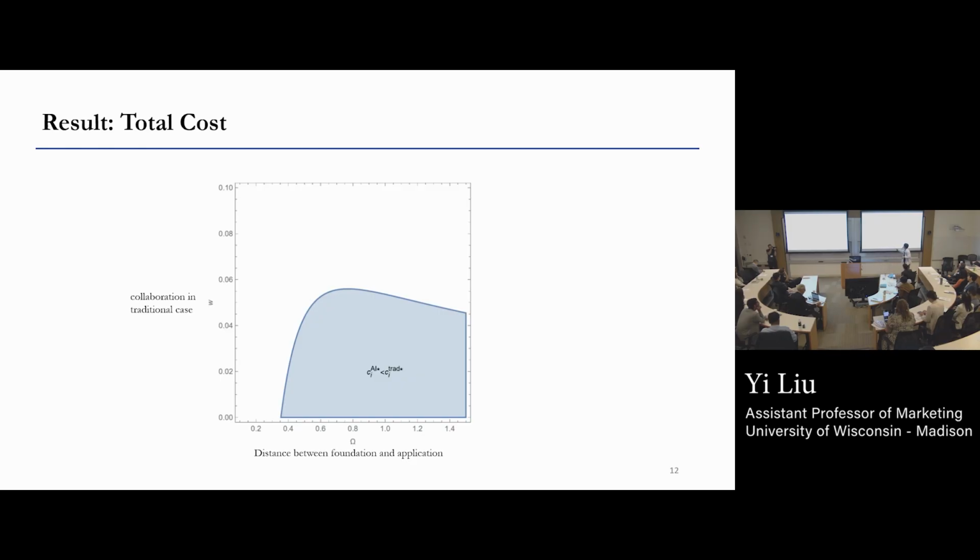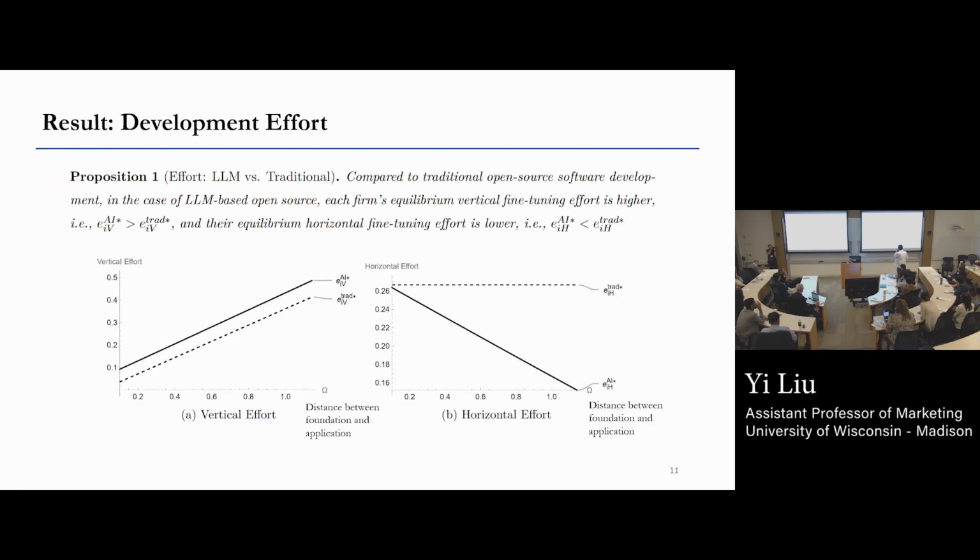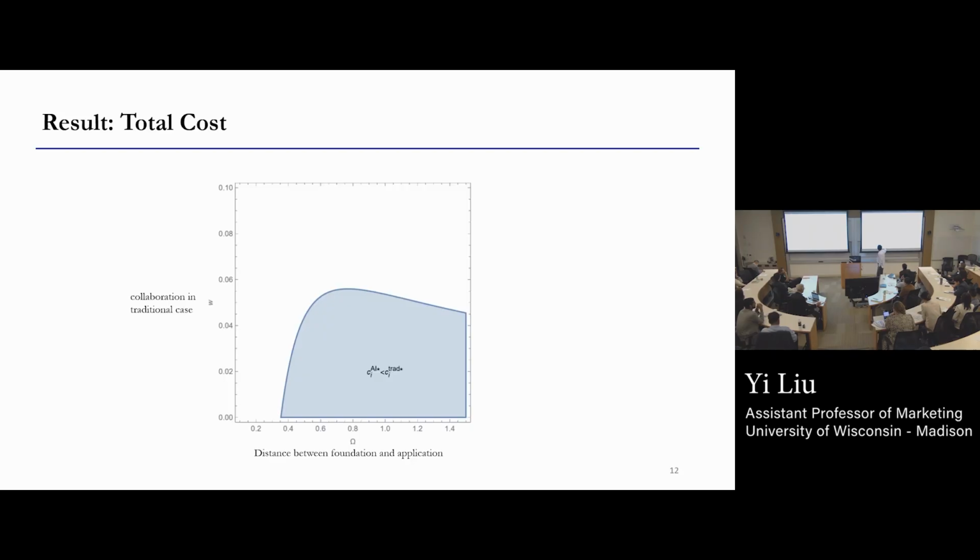And also, you will see when omega is moderately large, in between. Sometimes it's moderately large, sometimes it's just really large. The reason is that it's a joint effect from the vertical effort and horizontal effort. As you see, the vertical effort is higher, but the horizontal effort is lower, so this is a combination of both effects. So the AI case is lower than the traditional case only when omega is moderately large.